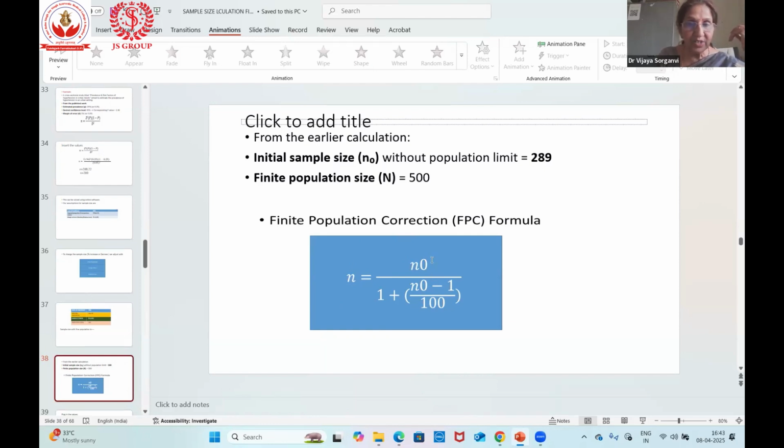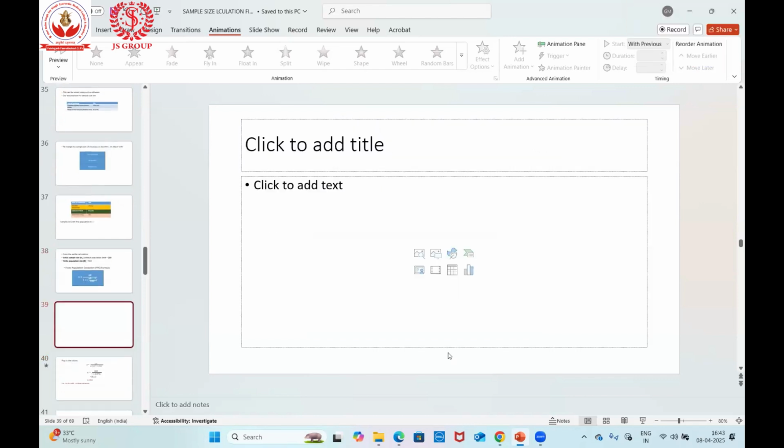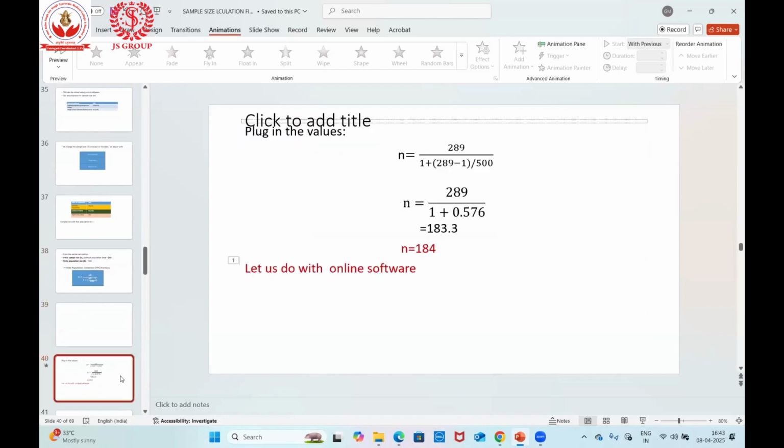Okay, N naught is 289. That is the calculated sample size. The denominator is 1 plus (N naught minus 1) divided by 500. Then 289 divided by this gives us the sample size with finite population 500. Is it clear? I think it is clear to you. Yes, ma'am. I solved that example. It has reduced to 184. In the software also, we got 184.